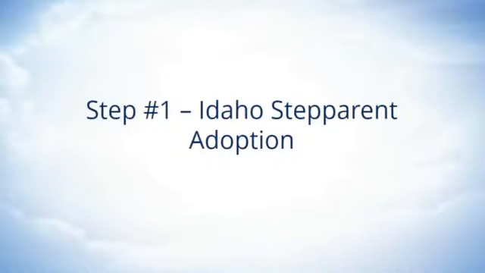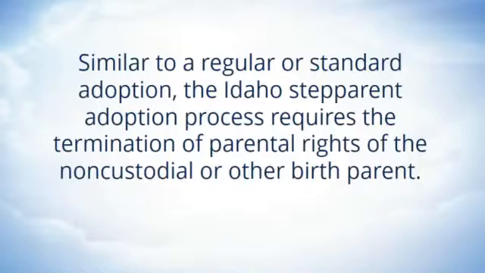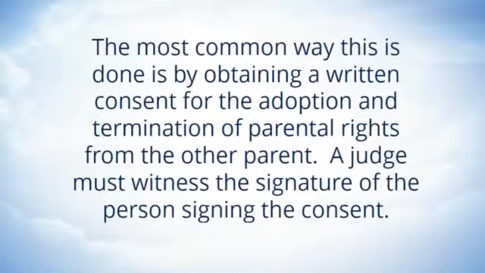So let's talk briefly about the first step in the adoption process. Similar to regular or standard adoption, the Idaho step-parent adoption process requires the termination of parental rights of the other birth parent. The most common way this is done is by obtaining a written consent for the adoption and termination of parental rights from the other parent.